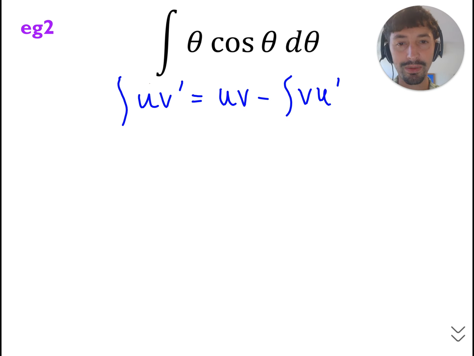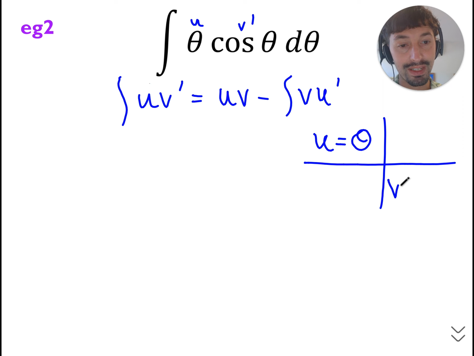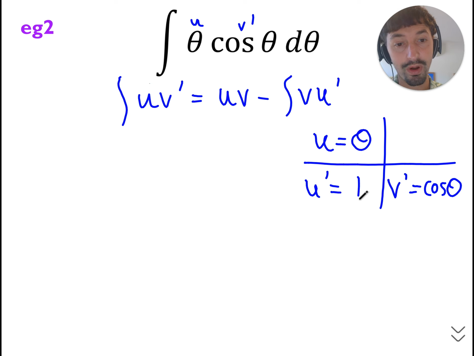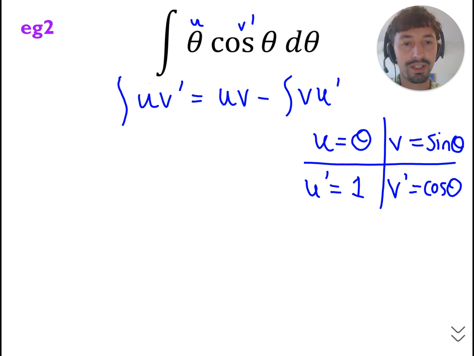So again, in this case, I'm going to assign theta to be our u and cos theta to be our derivative of v. Using this grid we used earlier, if I say that u is theta and v dash, the derivative of v, is cos theta. So if we differentiate theta with respect to theta, we get 1. And we just need to remember how we integrate cos theta. So the integral of cos theta is sine theta. So now we have our grid filled out.